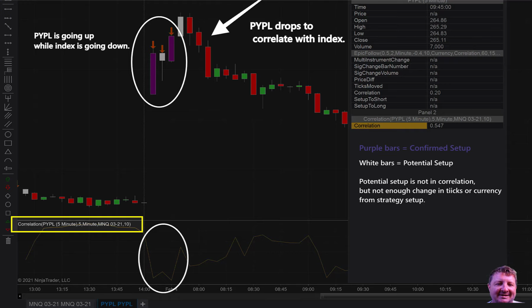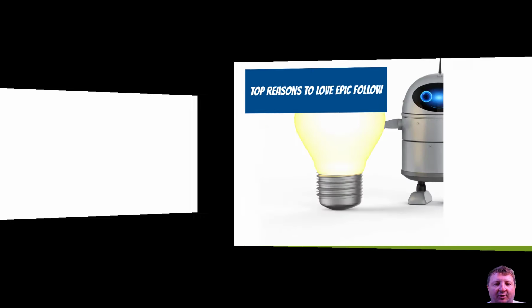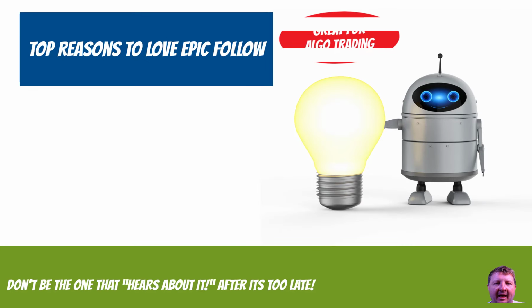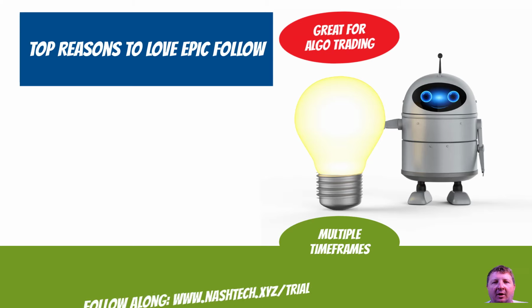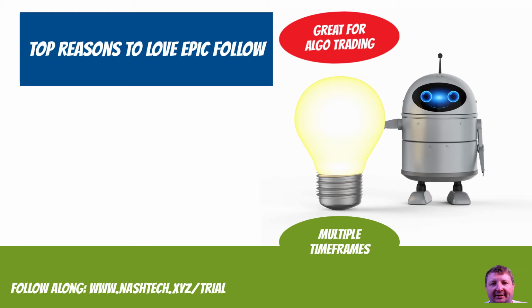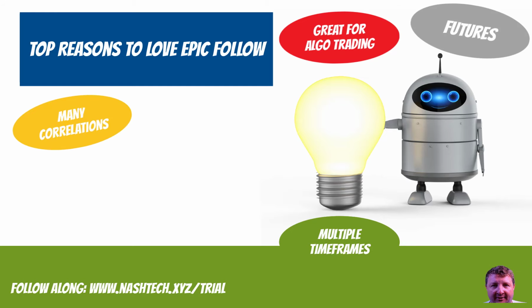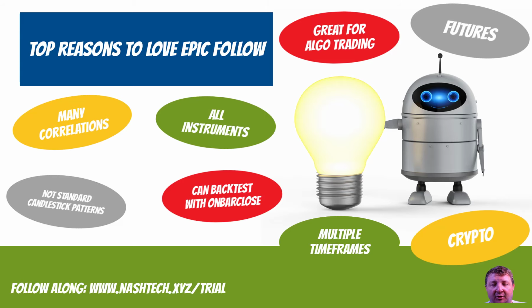So Epic Follow is great because it's great for algo trading, and you can see how it applies to many, many different things, right? So what happens when Bitcoin really takes a dump? Does that affect Ethereum? What happens when there's a major jump in the S&P? Does that affect the NQ? Does that affect gold? Does that affect oil, right? What other futures or forex pairs, things like that are affected? And can you get in time for those?